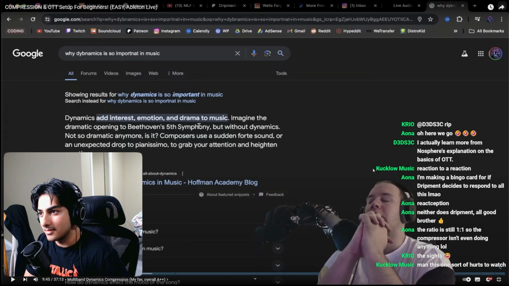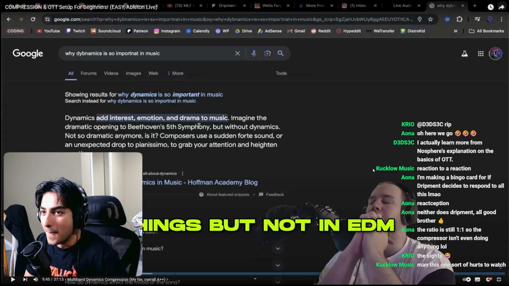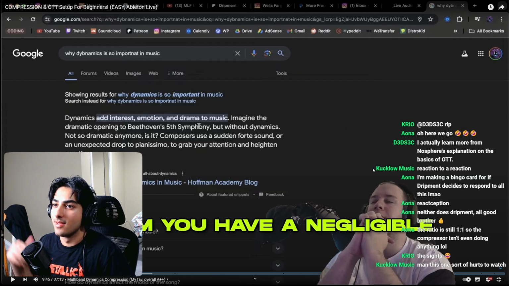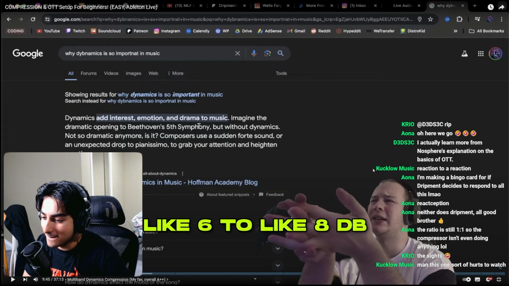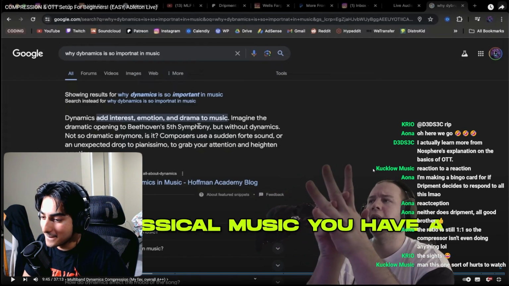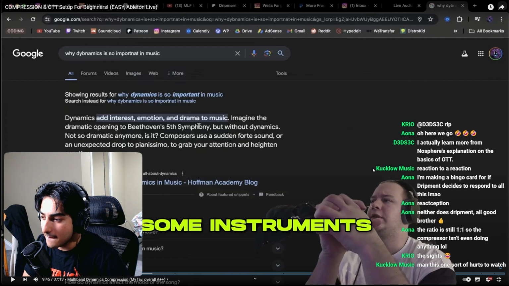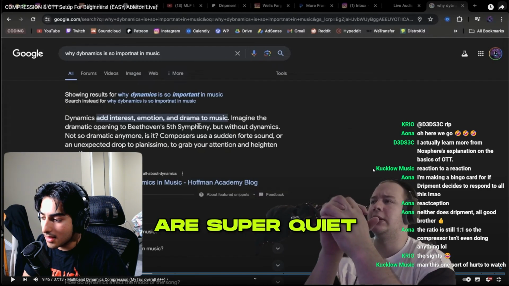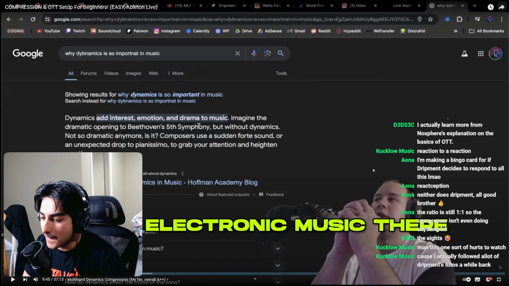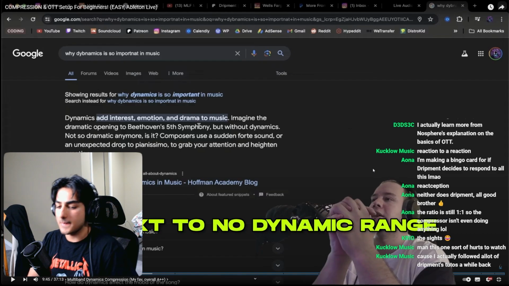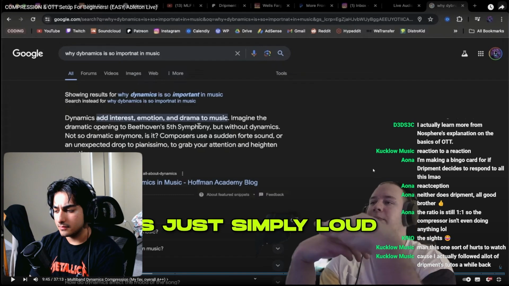Yes, dynamics can do that, but not in EDM. In EDM, you have a negligible amount of dynamics, like 6 to 8 dB. In classical music, you have a lot of dynamics. That's not even close. Some instruments are super quiet, some are insanely loud. But in electronic music, there's next to no dynamic range because everything is just simply loud.